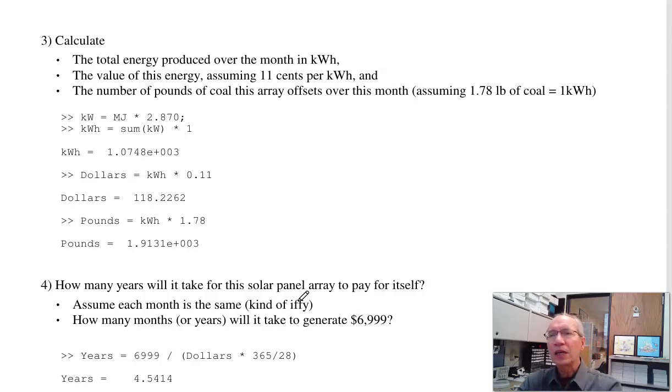Question 3 is, okay, once I've gotten everything in terms of kilowatt hours, or kilowatts, how much energy would I produce total? What's the value of the energy, assuming 11 cents per kilowatt hour? And how many pounds of coal would that offset?